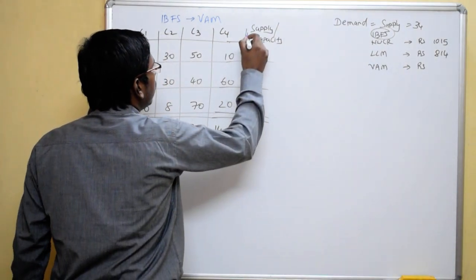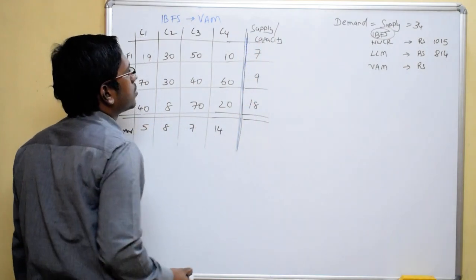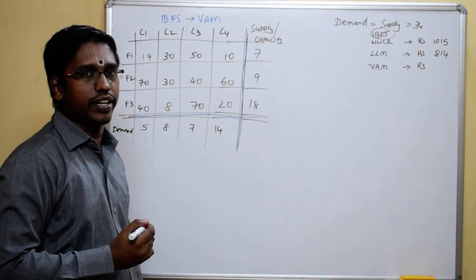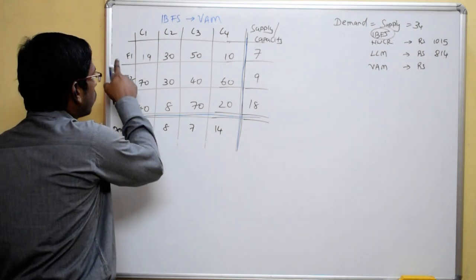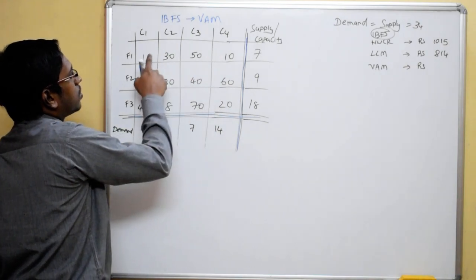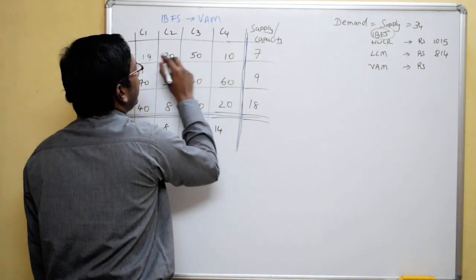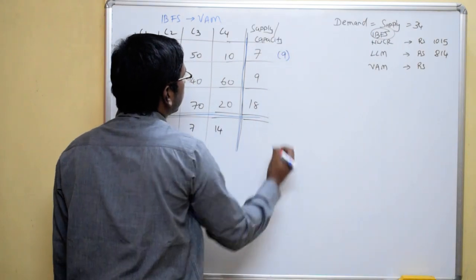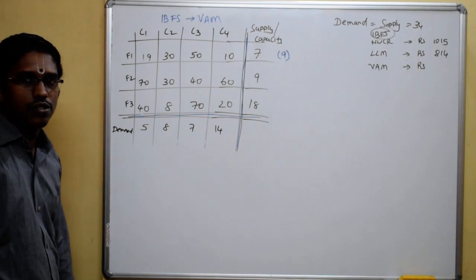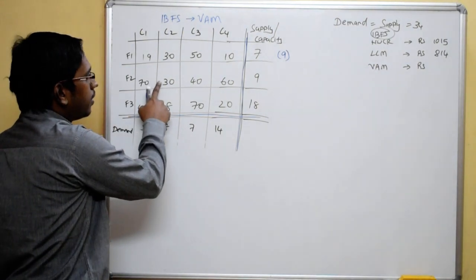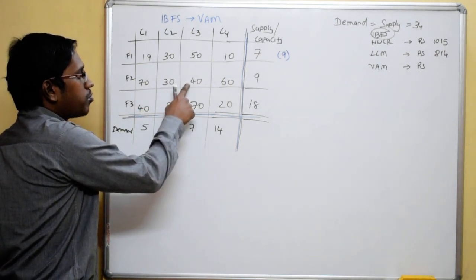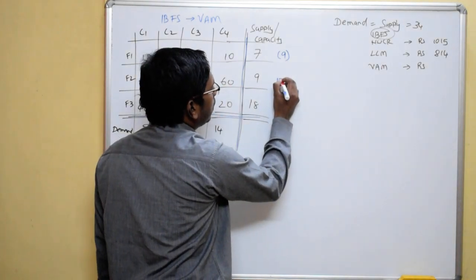Mind well, we will not take into consideration supply figures and demand figures when we write the penalties. The two least costs in the first row: the least cost is 10, and after 10 the immediate least cost is 19. The difference between 19 and 10 is 9. So the penalty here is 9. Second row, apply the same concept. The least cost is 30 and the next least cost above 30 is 40, which means the difference is 10, the penalty is 10.